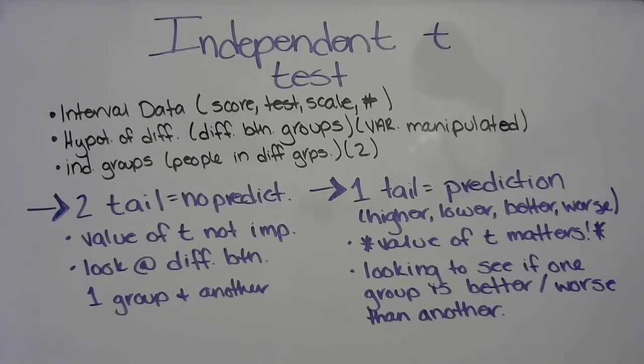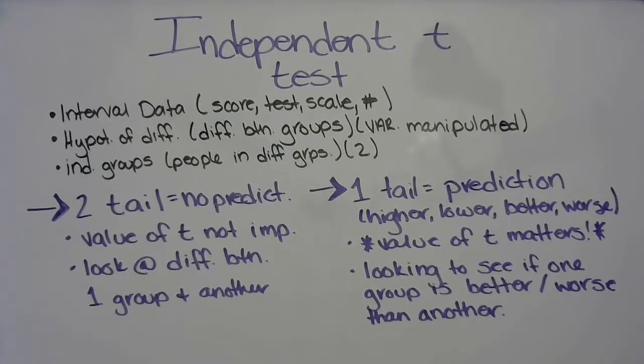The value of the t is also not important. So when you calculate your t, you can have either a positive or a negative number. It doesn't matter. For the one-tail t-test, however, a prediction is made. It is saying that one group is going to do better or worse, score higher, score lower than the other group. So those are some keywords that you can look for that will tell you if you've got a one-tail or a two-tail. The one-tail is looking to see if one group performs better or performs worse than another group.